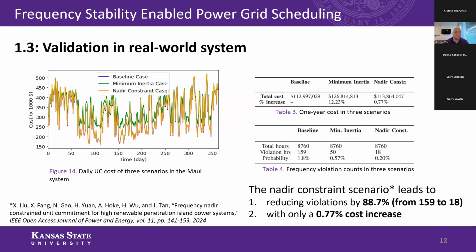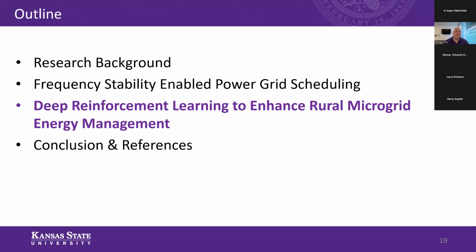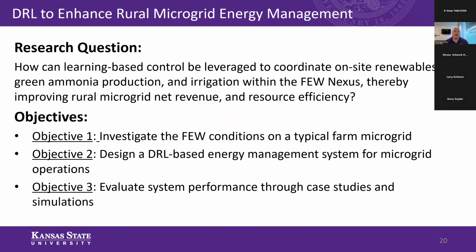The next one, I'll briefly talk about deep reinforcement learning to enhance rural microgrid energy management. This is basically our recent work focusing on the food, energy, water system. So we look into answering this question. We specifically break this research question into three objectives. Objective one is investigating and modeling the energy, water, and crop demand on a typical farm. The second one, we develop a deep reinforcement learning based method for energy management that coordinates renewable energy generation, battery energy storage, loads, and ammonia production. Objective three is to evaluate system performance through case study and simulation, determining the feasibility, stability, and also profitability over there.